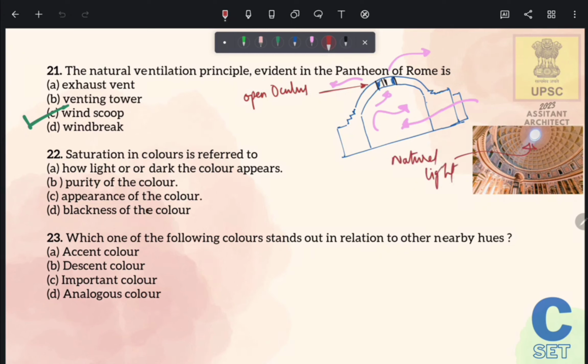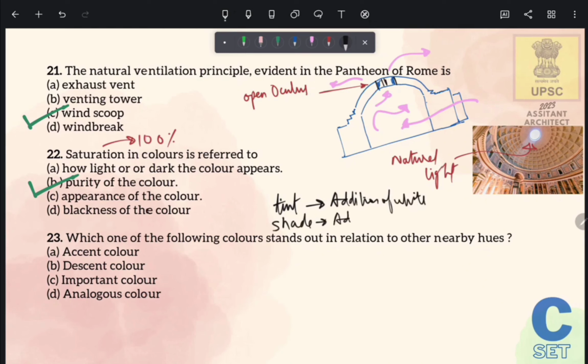Next question is saturation in colors is referred to. So 100% saturation means the color is in purest form. Therefore the correct answer of this question is option number B, purity of the color. Other than this, there are two important terms related to color. First is tint, which means the addition of white, and second term is shade, which means the addition of black.